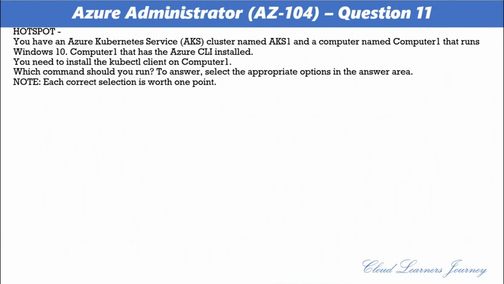Next, question number 11. You have an Azure Kubernetes service cluster named AKS1 and the computer named Computer1 that runs Windows 10. Computer1 has the Azure CLI installed. You need to install the kubectl client on Computer1. Which command should you run? To answer, select the appropriate options in the answer area.